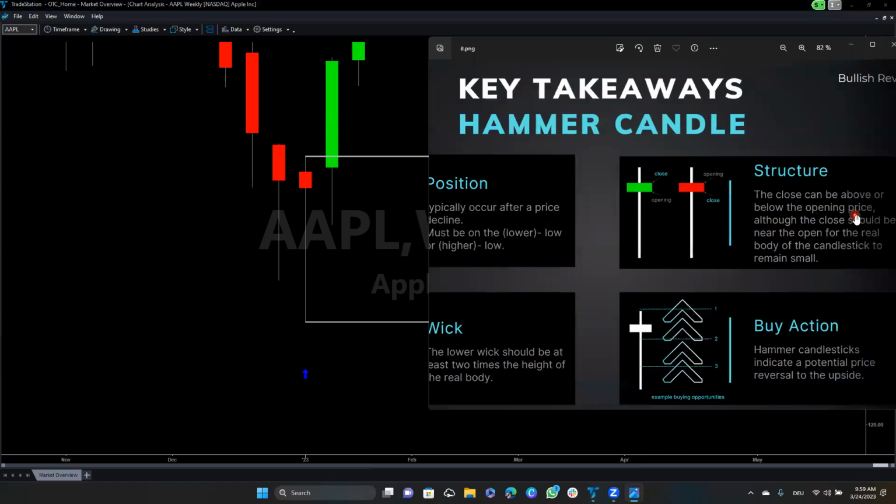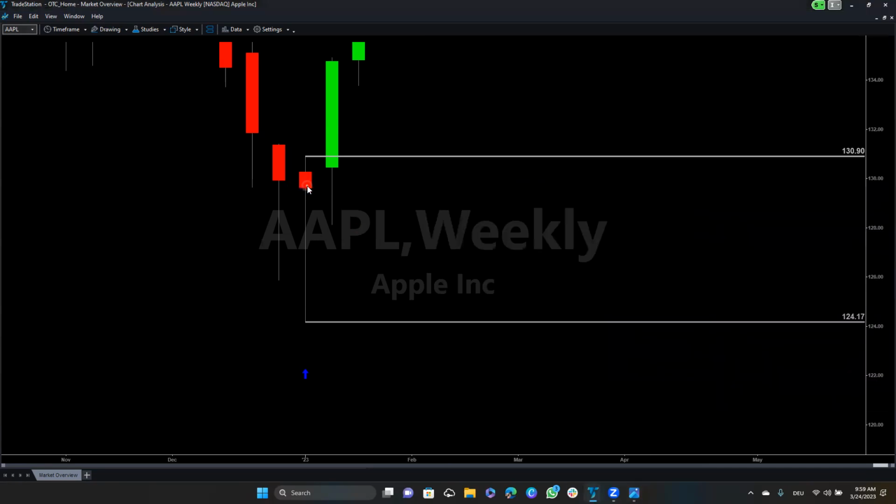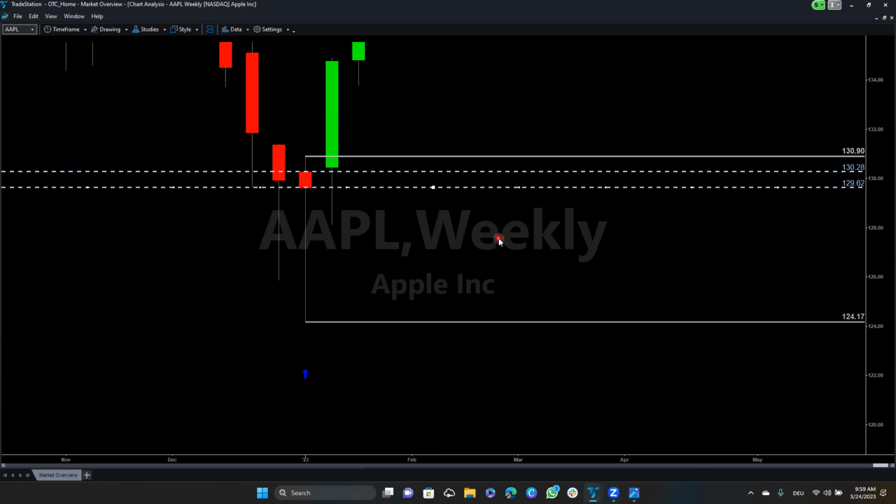Next one is the structure. Right, the close can be above or below the opening price. Also, the close should be near the open for the real body of the candlestick to remain small. Look, it is a clear hammer candle, right? The body is above, it's red, it's very small. This is the opening, and this one is the close. Very easy. It's very close to each other. A nice small body, and it's also close to the top, which means it looks like a real hammer.